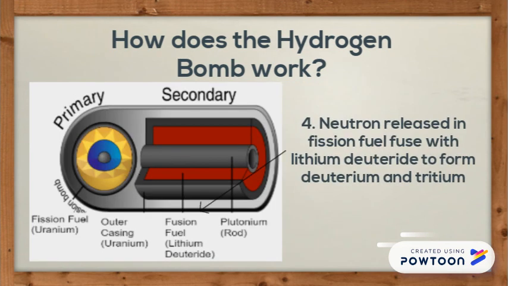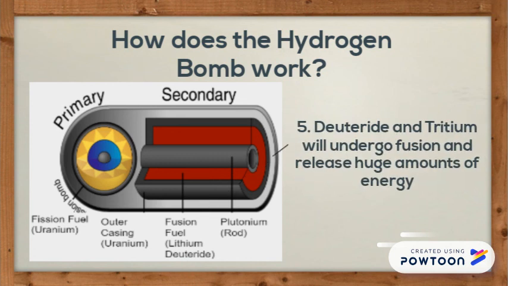Then the neutrons released in the fission will fuse with the lithium deuteride to form deuterium and tritium, which are isotopes of hydrogen, and will undergo fusion to release huge amounts of energy.